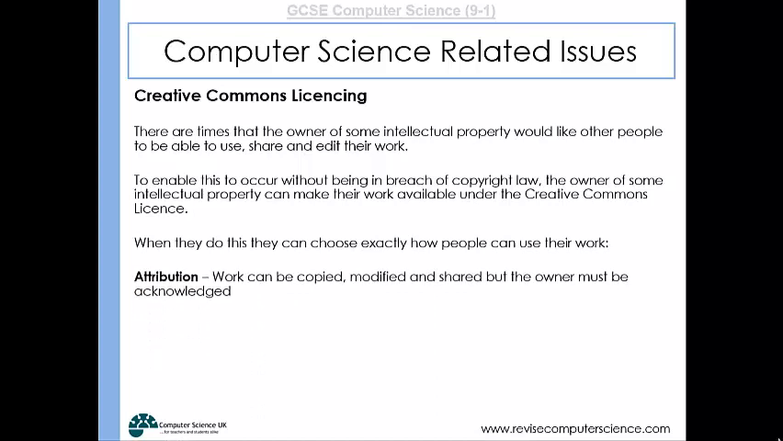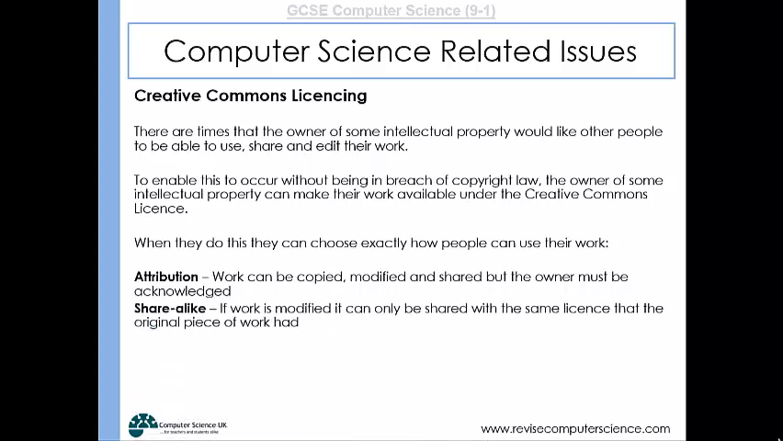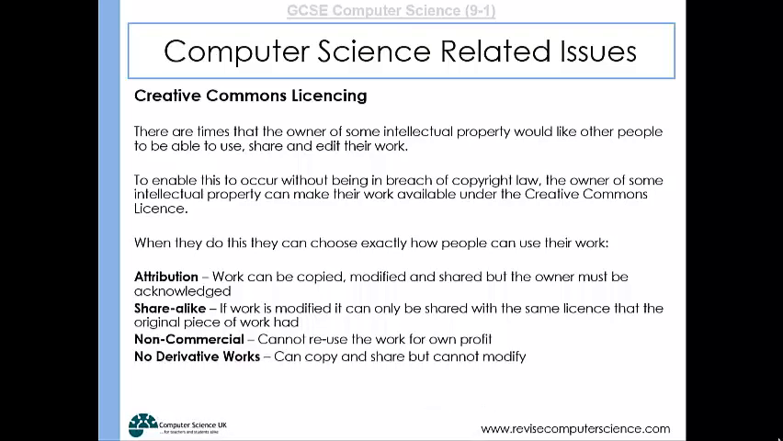So attribution: work can be copied, modified and shared, but the owner must be acknowledged. Share alike: if work is modified, it can only be shared with the same license that the original piece of work had. Non-commercial: you cannot reuse the work for your own profit. And no derivative works: you can copy and share but cannot modify. So they can promote their work under one or a mixture of these licenses.